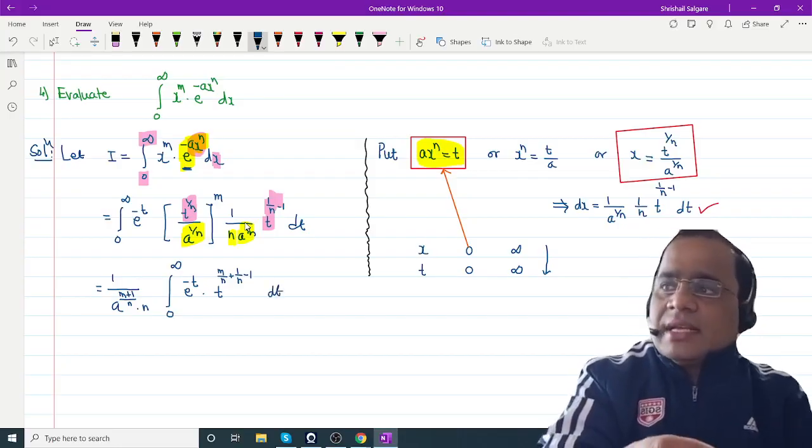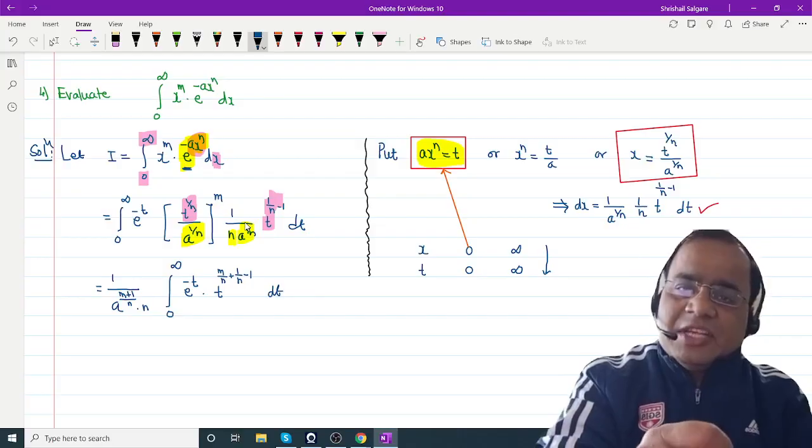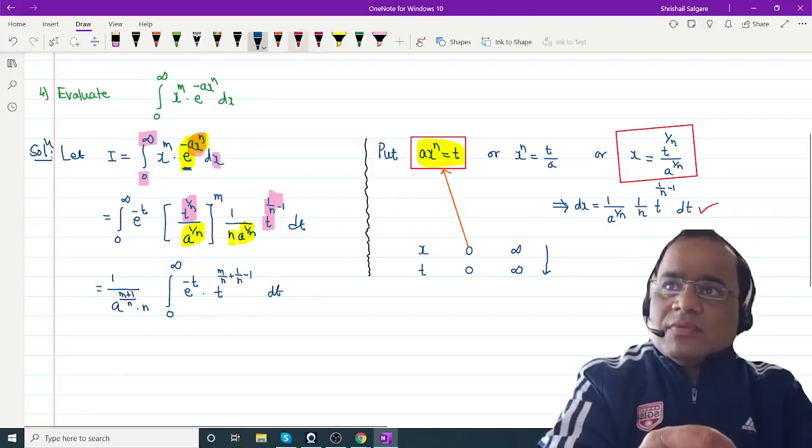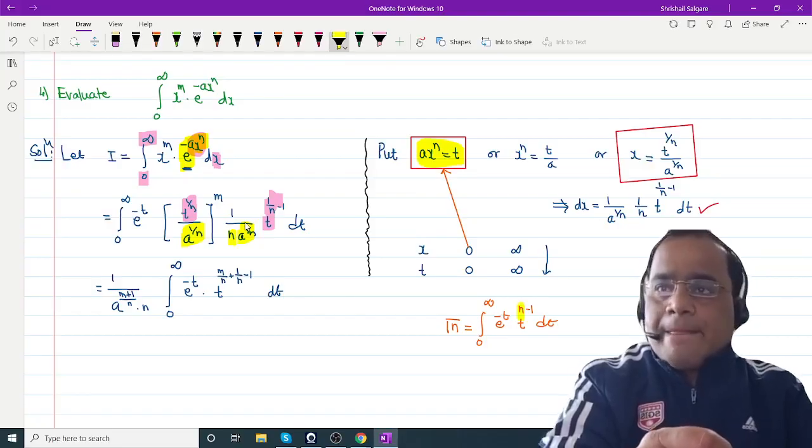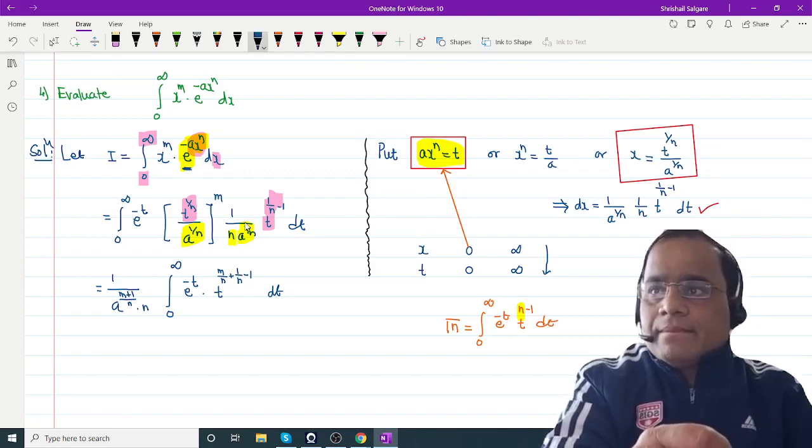Now can I consider the second integral as a definition of gamma? Because for the definition, what I require, gamma n is nothing but integral 0 to infinity e raised to minus t, t raised to something minus 1 dt, and this is nothing but gamma of something, whatever you are writing. Yes, Tanmay. Outside constant term I will write as it is: 1 upon n into a to the power m plus 1, that whole divided by n. So what should I write?